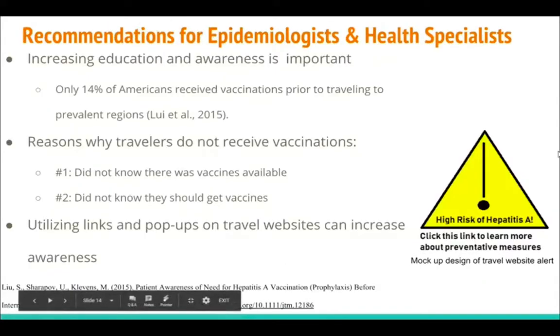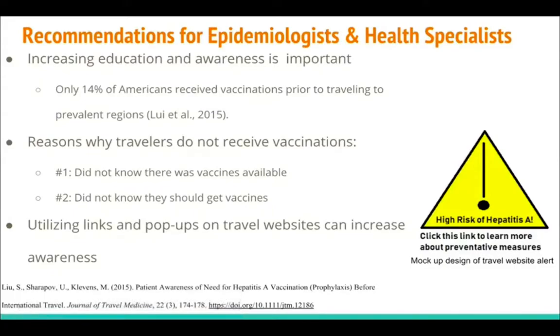Lack of knowledge of the importance of vaccination and proper sanitary precautions remains the main reason travelers contract hepatitis A. Louis and colleagues found only 14% of Americans receive vaccinations before traveling to regions where hepatitis A is prevalent, and found the most common reason that infected persons did not get vaccinated was because they either did not know they could or should get shots.